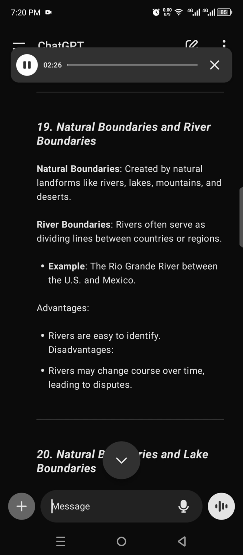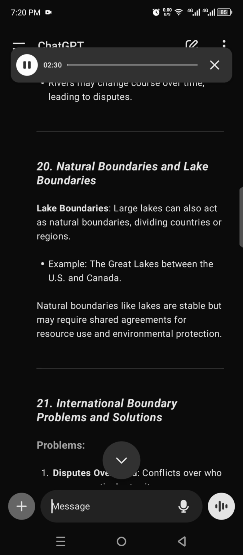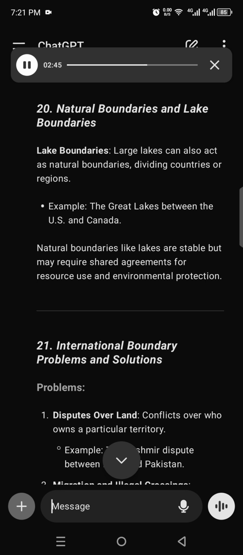20. Natural boundaries and lake boundaries. Large lakes can also act as natural boundaries, dividing countries or regions. Example, the Great Lakes between the U.S. and Canada. Natural boundaries like lakes are stable, but may require shared agreements for resource use and environmental protection.